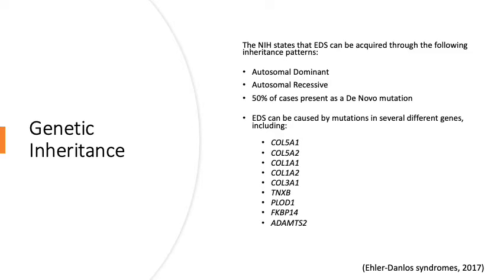A mutation in the TNXB gene causes hypermobile EDS, which is the most commonly found form of EDS. Mutations in the PLOD1 and FKBP14 genes are found with kyphoscoliotic EDS. ADAMTS2 gene provides instructions for making procollagen, which is the precursor to collagen.